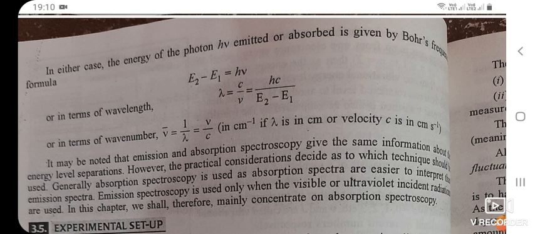It may be noted that emission and absorption spectroscopy give the same information about the energy level separations. However, practical considerations decide which technique should be used. Generally, absorption spectroscopy is used as absorption spectra are easier to interpret than emission spectra. Emission spectroscopy is used only when visible or ultraviolet incident radiations are used. In this chapter, we shall therefore mainly concentrate on absorption spectroscopy.